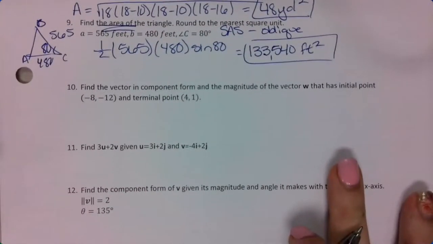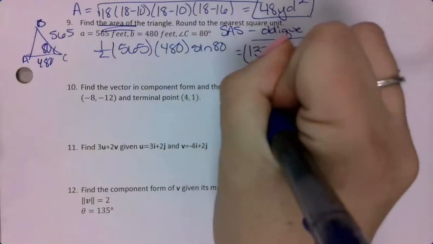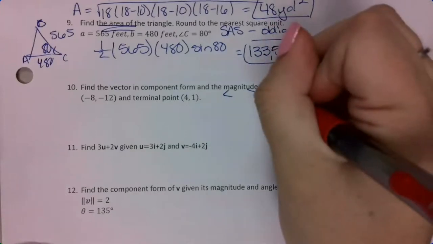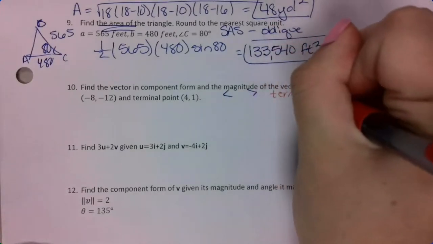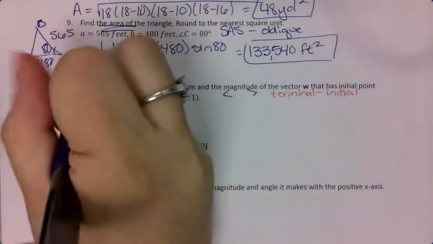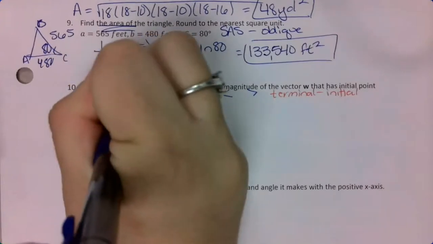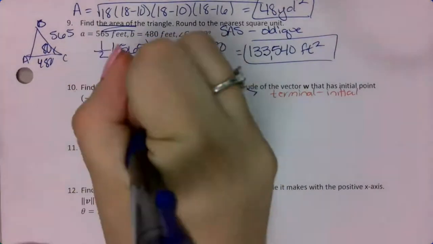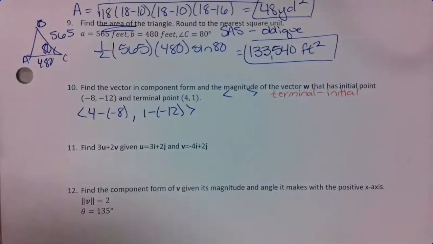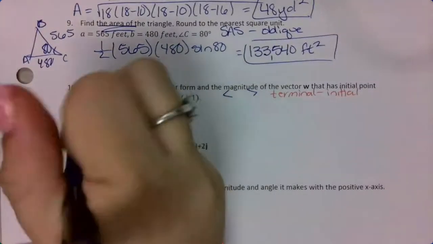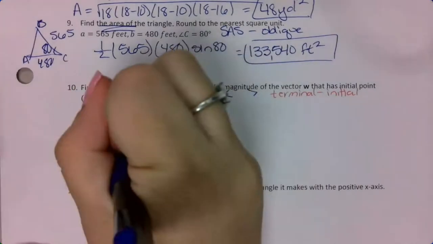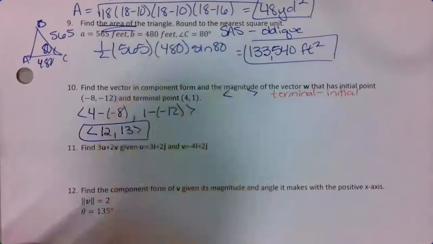Number 10 wants me to find the vector in component form. That is the one that is written with brackets like this, of the vector that has an initial point and terminal point. So remember, I want to always do terminal minus initial. So I'm going to have 4 minus the -8, because I match up my x values. And then I'm going to have 1 minus my -12. I want to do the math. So 4 minus -8 is the same thing as adding. That gives me 12. 1 minus -12, again, same thing as adding, gives me 13.